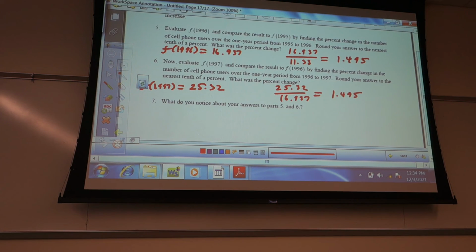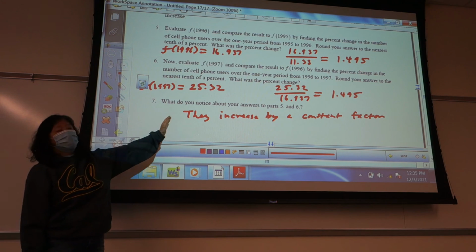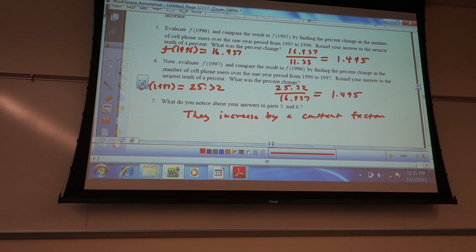So in real life, this graph would have some outliers. Actually, this was an 8, because they rounded up the 25.32 on the graph most likely. The slightly different ones show up when you carry out the calculation. Depends on the graph. They increase by constant factors. So that's what you folks have sort of noticed, right? 1.495. Good. All right.